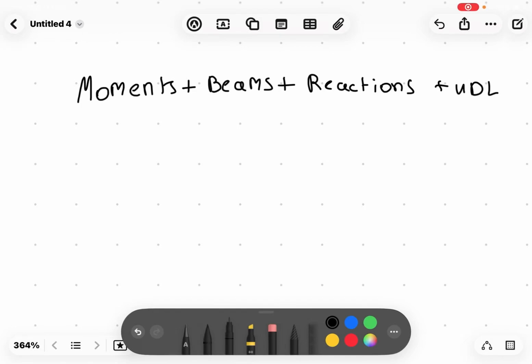Hello everyone, today we're going to talk about moments, beams, reactions, and the UDL. But mainly we're going to talk about this stuff, this main topic that I want to revise.